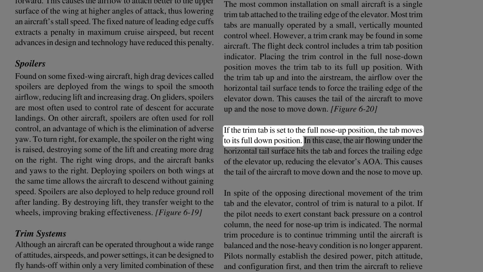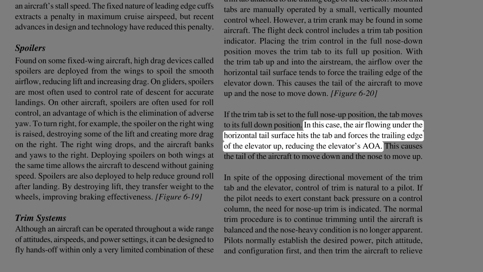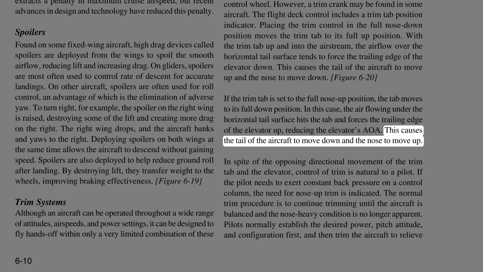If the trim tab is set to the full nose up position, the tab moves to its full down position. In this case, the air flowing under the horizontal tail surface hits the tab and forces the trailing edge of the elevator up, reducing the elevator's AOA. This causes the tail of the aircraft to move down and the nose to move up.